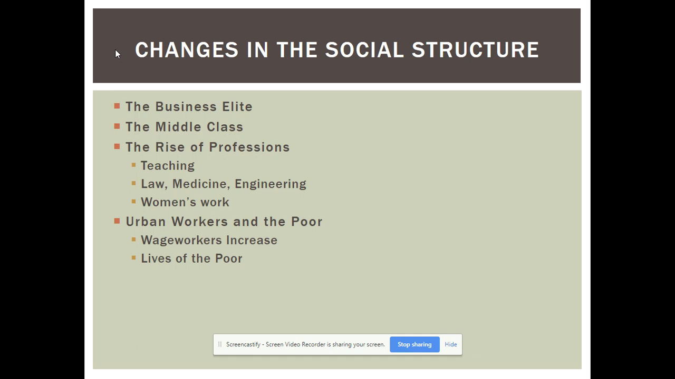So let's talk about the changes in social structure with the business elite. In rural areas and in the South, people of different economic classes shared many of the same interests and enjoyed similar discussions despite their economic class differences. This all occurred before the Industrial Revolution. The Industrial Revolution shattered the agrarian social order and created a fragmented society composed of distinct regions, classes, and cultures.